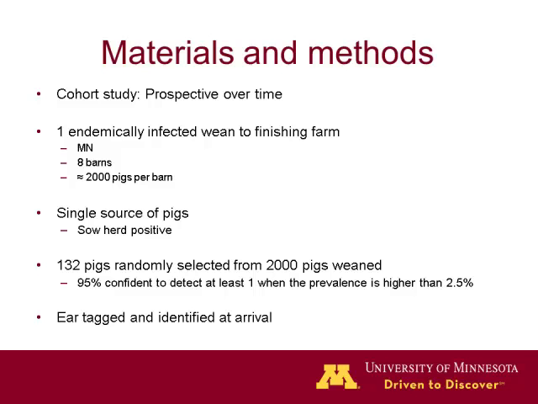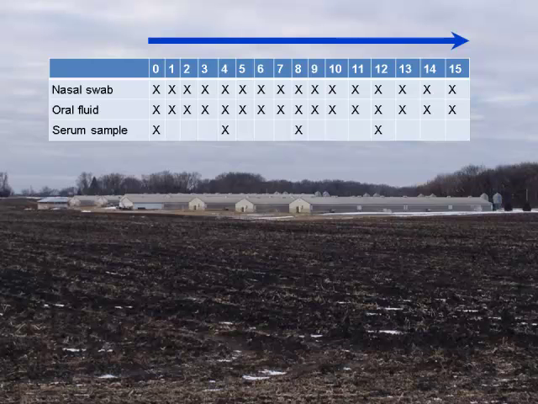So we randomly selected 132 pigs at weaning, at arrival, expecting to find at least 1 positive when the prevalence was higher than 2.5%. We identified each pig with an ear tag. We went to the farm on a weekly basis for 15 weeks, starting at arrival. We collected nasal swabs and oral fluids weekly, and we collected serum samples at arrival and at weeks 4, 8, and 12 after weaning.